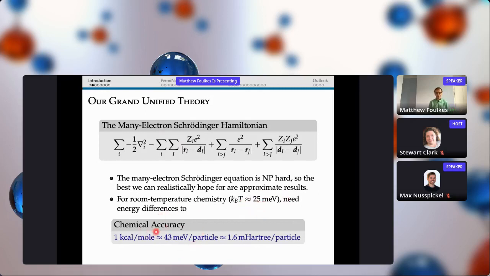Chemists actually are a bit milder than that. They talk about chemical accuracy, which is 1 kcal per mole or 43 millielectron volts per particle. We're going to work in millihartrees mostly here, so it's 1.6 millihartrees. But whatever it is, it's unfortunately several orders of magnitude below the natural energy scale of the Schrodinger equation, which is the hartree. You know, even a single atom can have a total energy of hundreds or thousands of hartrees if it's a many-electron one.